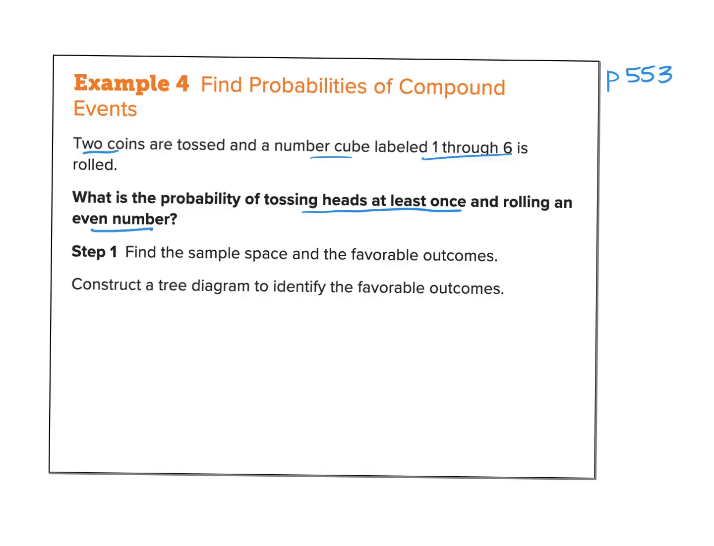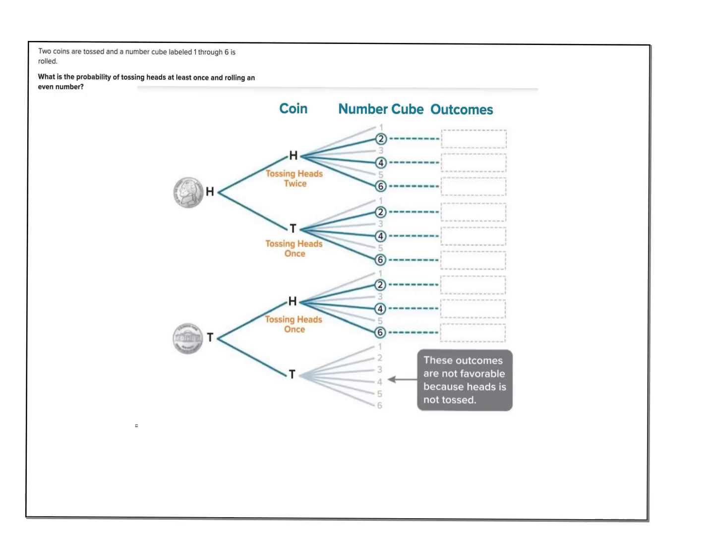Now I'm going to tell you, when I am doing something like this, if there are more than 2 events, I usually always do a tree diagram. If there are only 2 things, a chart will work. So I'm going to draw a tree diagram. You could also do a list, but you do have options.